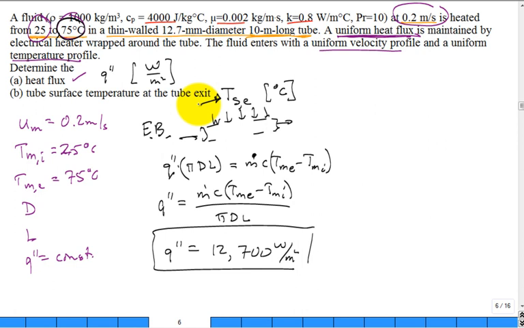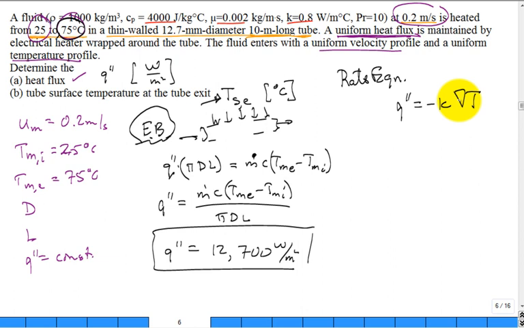All right, in the interest of time, instead of using an EB as a starting point, I'll use a rate equation. And in this class, there are three big rate equations. There is q double prime equals minus k gradient of T. That's a great rate equation. It's called Fourier's law, for conduction. We have convection for this problem, so that's not the right rate equation.